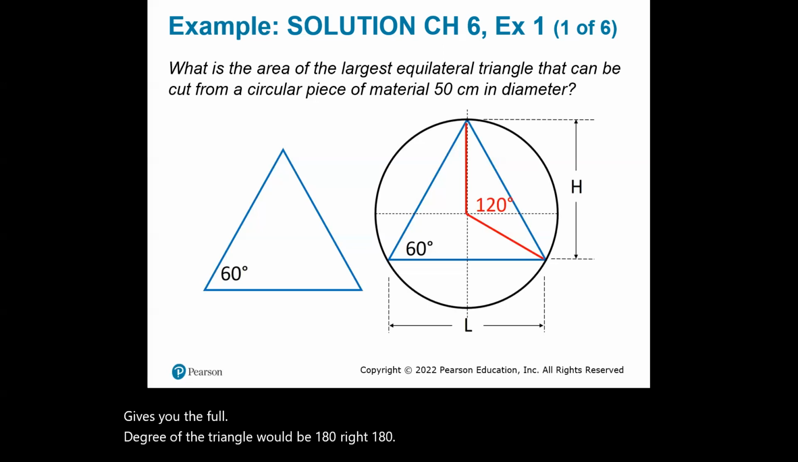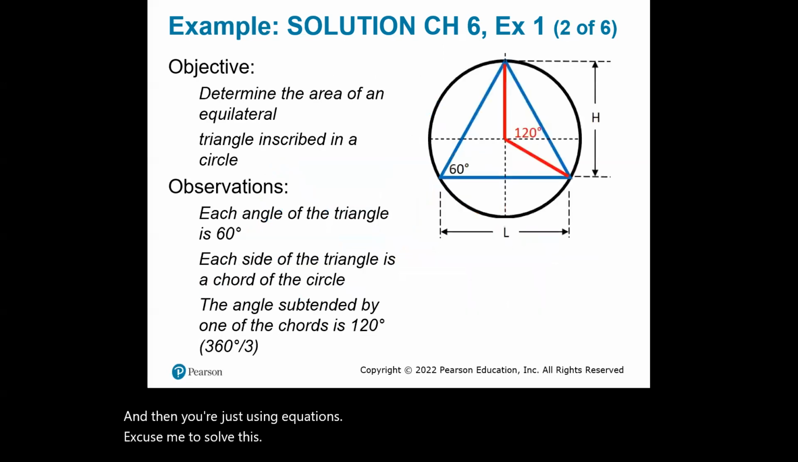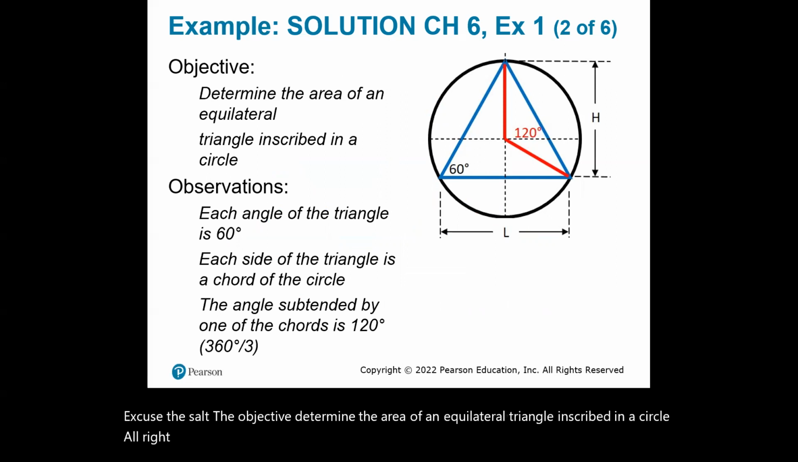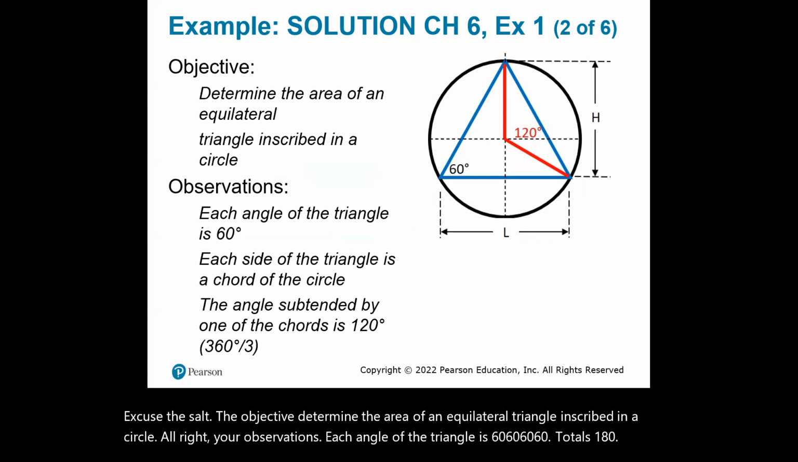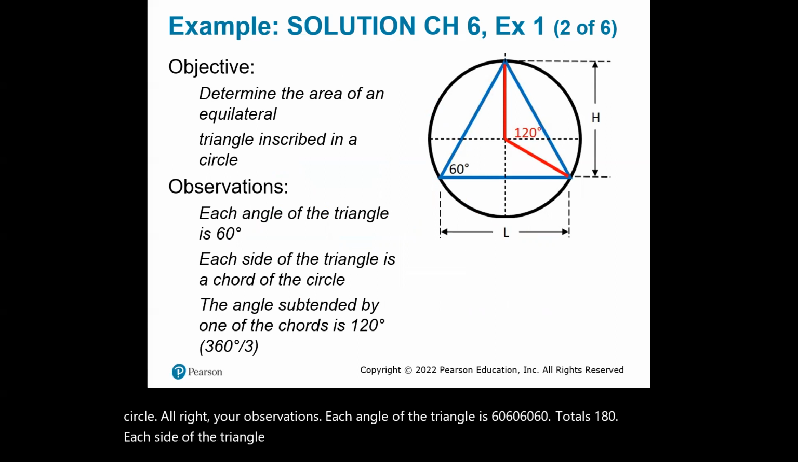And then you're just using equations to solve this, right? So the objective: determine the area of an equilateral triangle inscribed in a circle. Your observations: each angle of the triangle is 60, 60, 60. Total is 180. Each side of the triangle is a chord of the circle.